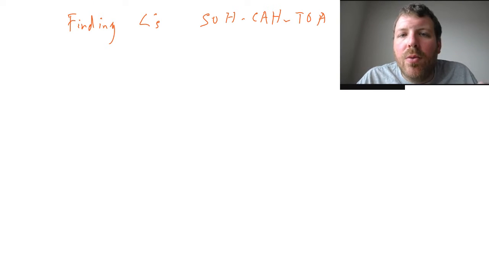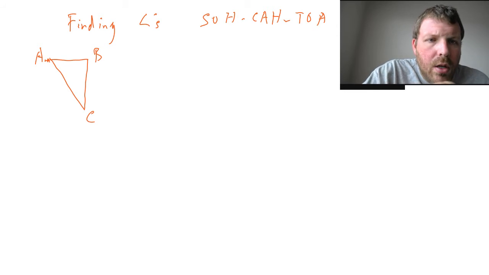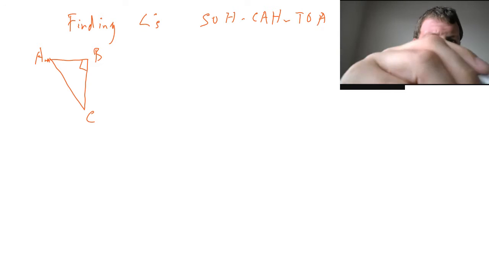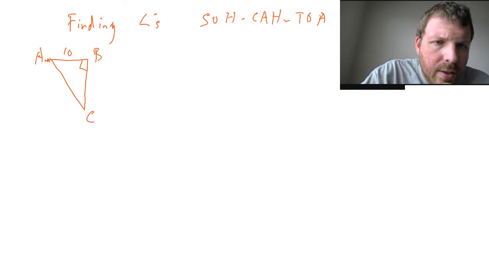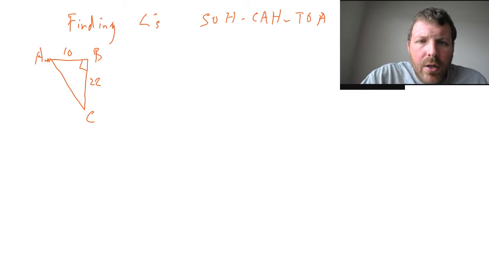Okay, so finding angles using SOHCAHTOA. So let's draw a triangle. I'm going to go ahead and label this triangle A, B, and C. I have a 90-degree angle here, and I know that this side length is 10, and I know that this side length is 22. Okay? What I'd like to do right now is find the measurement of angle A.